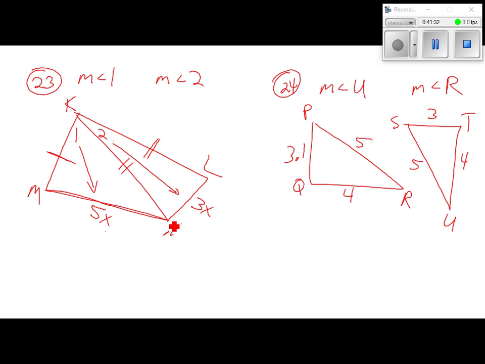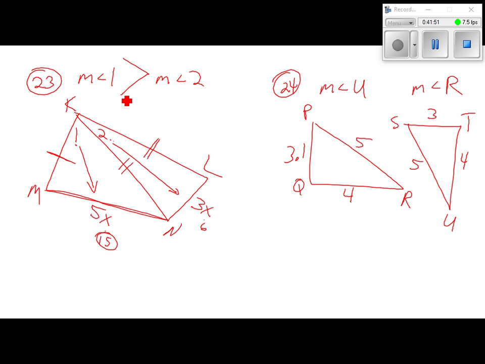Well, anything you put in both these that's bigger than 0, like if you put in 3, it's going to give you 15 here and 6 there. This side over here is always going to be the biggest, so that tells us angle 1's got to be bigger than angle 2, so the greater than symbol goes in there.